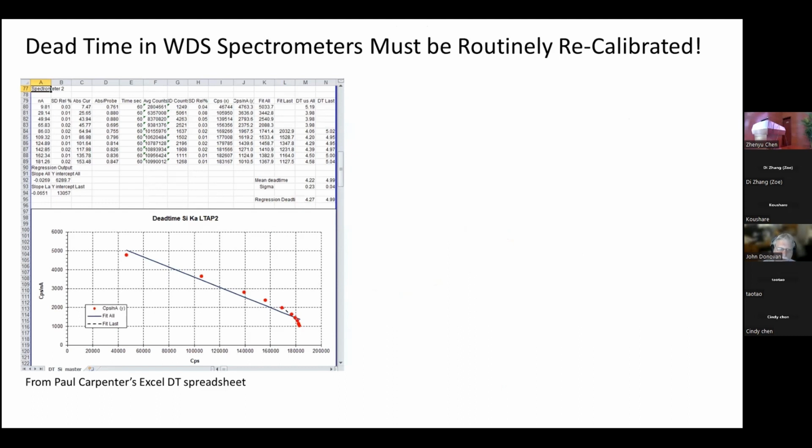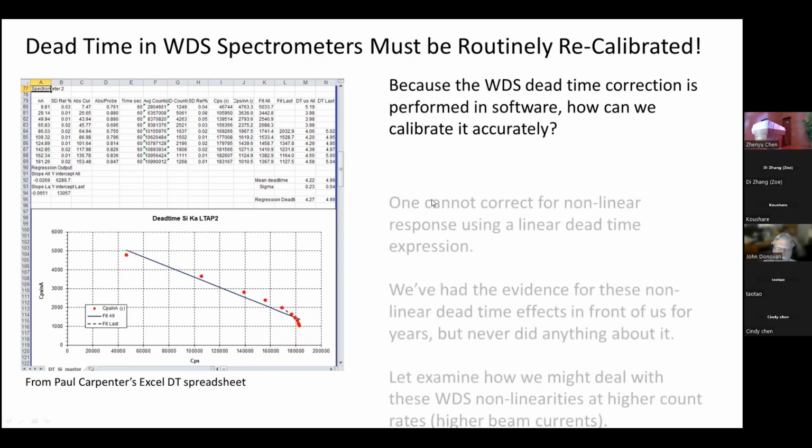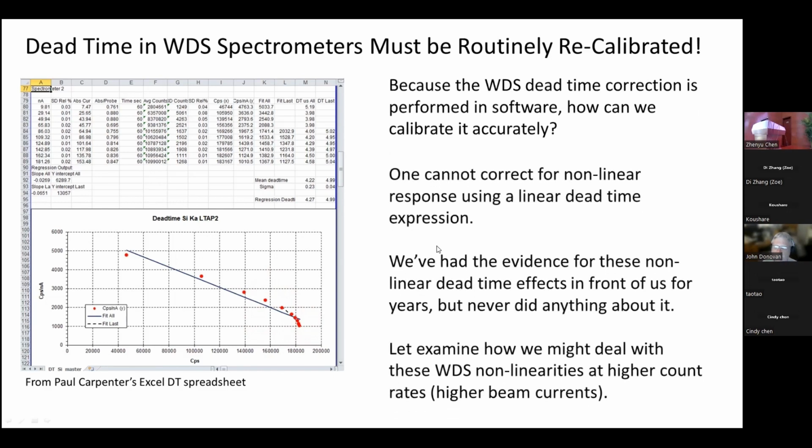So we have all seen this problem where we have a linear response up to a certain point in terms of the beam current, and then it drops off. So this is a nonlinearity that we need to deal with. And when we have large area Bragg crystals, like on modern EPMA instruments, this becomes a very big problem. So how can we calibrate this? Well, John Purnell and I realized that there's something we can do about this. And so let's look at that.